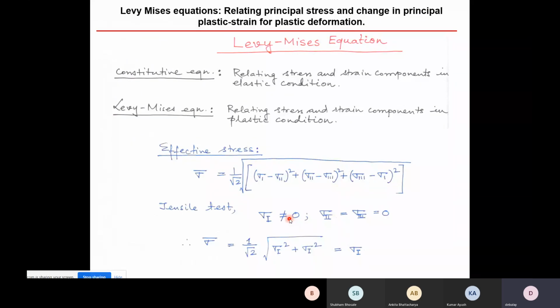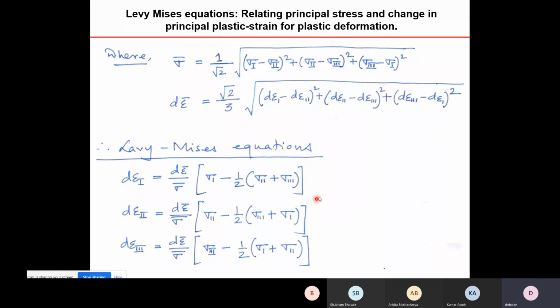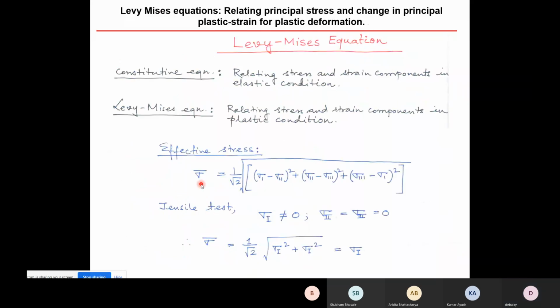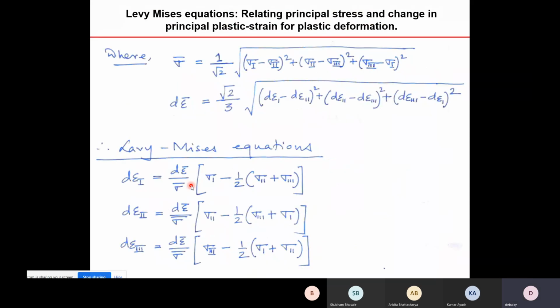I'm not going into detail of the Levy-Mises expression, but the final expressions you see are of the very same type, like a constitutive equation. d epsilon 1 equals effective strain by effective stress times sigma 1 minus half, because Poisson's ratio equals half in plastic deformation, sigma 2 plus sigma 3. So if it is plane strain, you consider d epsilon 3 equal to 0, you will get sigma 3 equal to sigma 1 plus sigma 2 by 2.